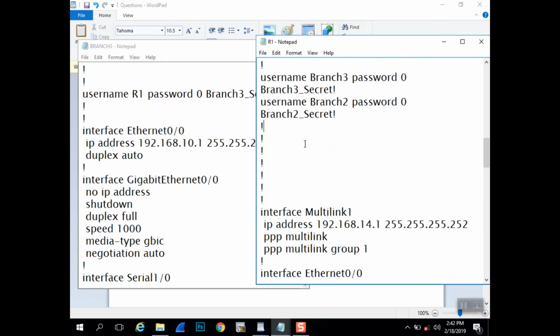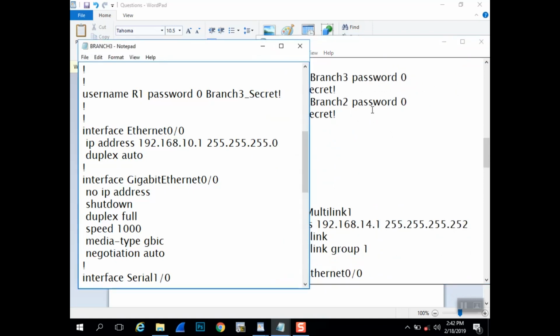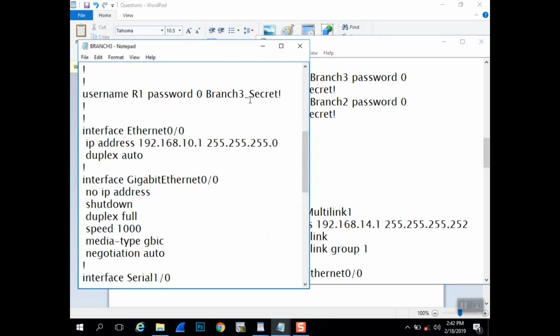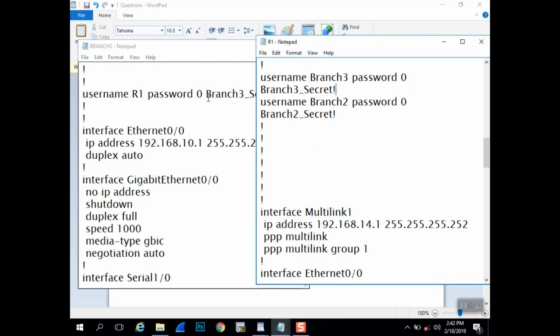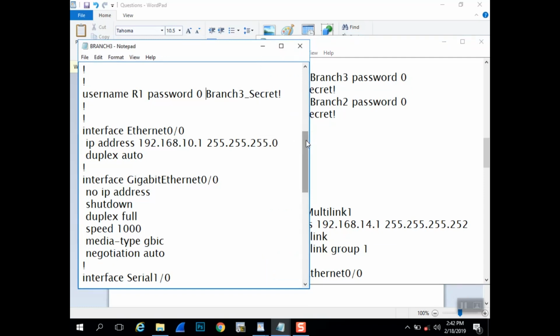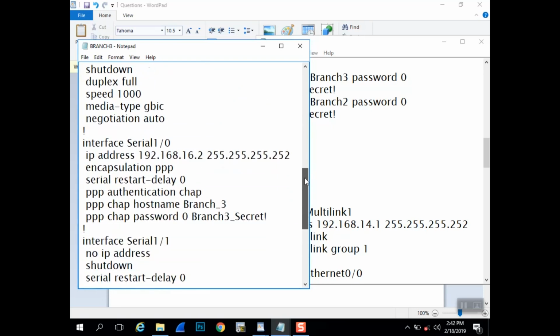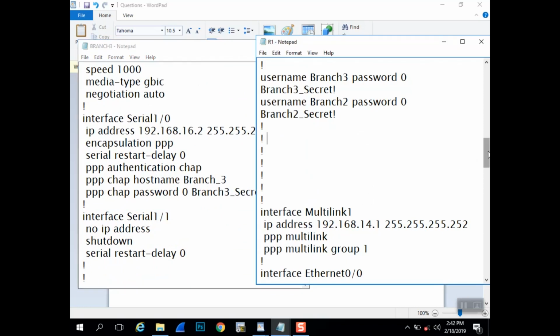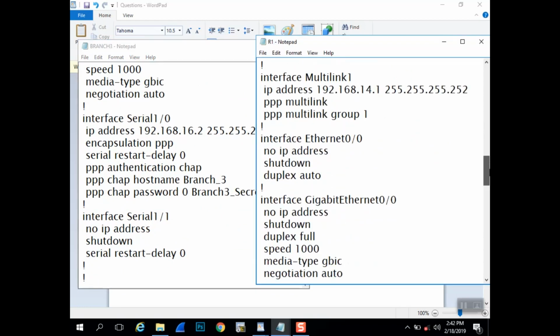As you can see here, the username is R1 and the username here is branch 3, password 0, and the password for both routers is branch 3 underscore secret, and this one is branch 3 underscore secret with an exclamation point. And as you can see here, the next one would be the authentication and encapsulation for both routers. Group 1.